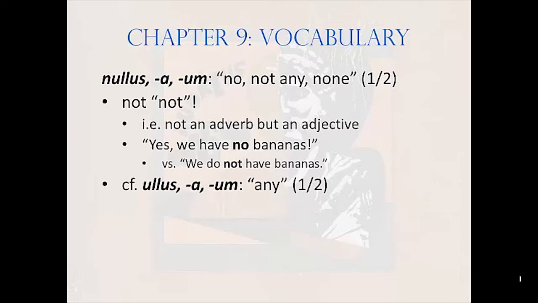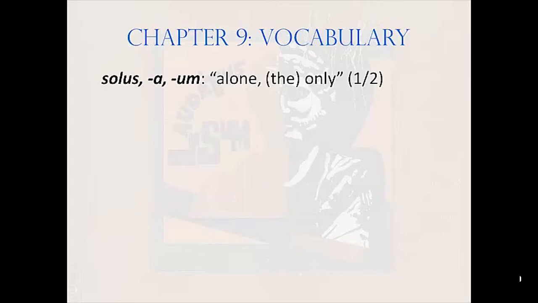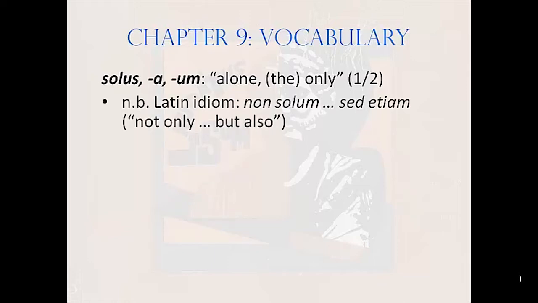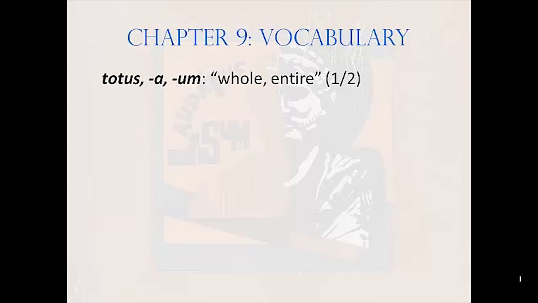The correlative of nullus, that is, its closely paired form, is ullus, ulla, ullum, which is, like its twin, first-second declension. Please add this word also to your vocabulary. The next word, solus, sola, solum, means alone or the only. It's a first-second declension adjective. You should note that it's part of a Latin idiom, a complex conjunction cluster, non solum sed etiam, which means not only, but also. The next word, totus, tota, totum, means whole or entire, another first-second declension adjective.